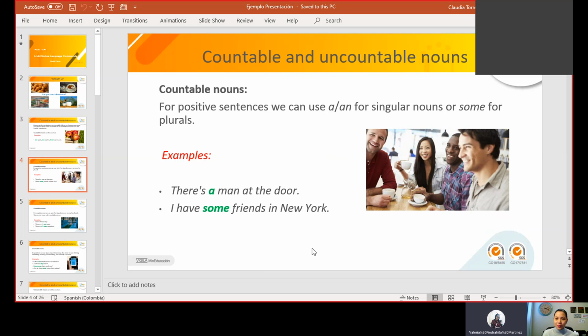I have a cell phone on my desk. Yes, that's good. And in plural, it could be, there are some tomatoes in the fridge. Yes, yeah, perfect. Yeah, well done.